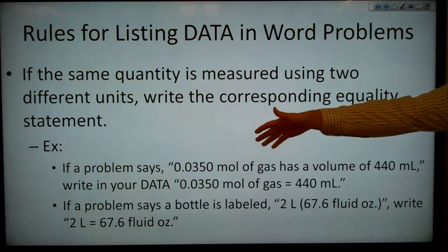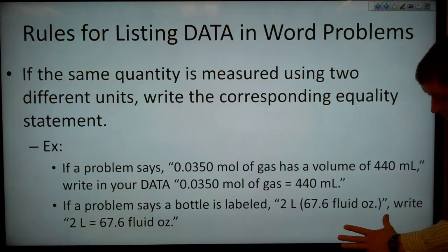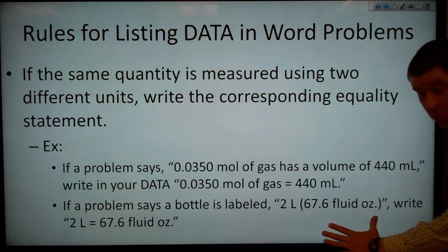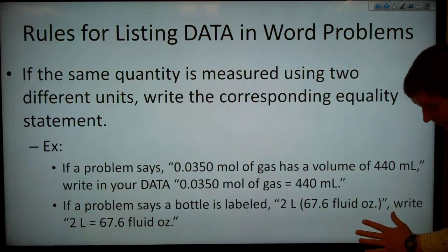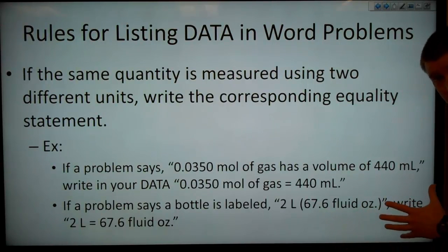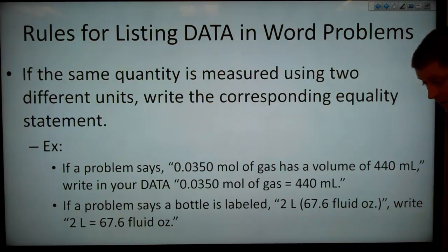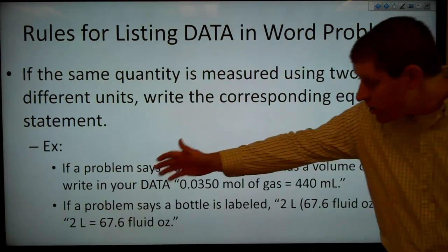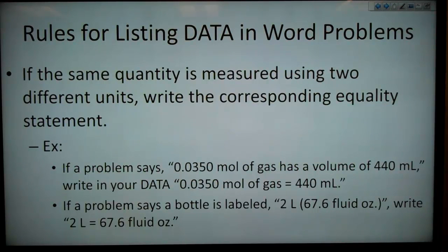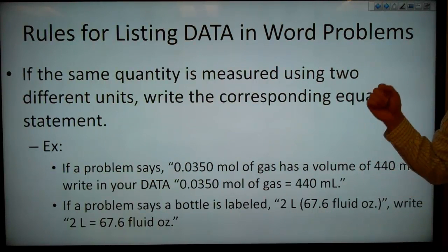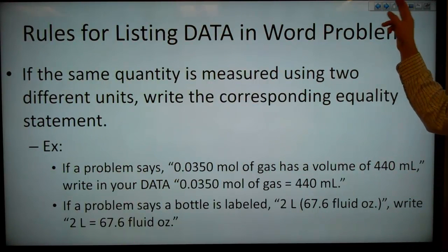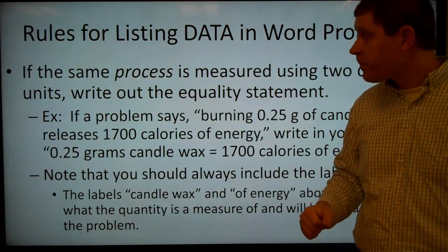If a problem says that a bottle is labeled 2 liters, and then in parentheses, 67.6 fluid ounces, then we know that inside that bottle we have 2 liters, and we also know that the volume is 67.6 fluid ounces. So we now have two different measurements of the same quantity, so we can say 2 liters equals 67.6 fluid ounces, and now we have a conversion factor between liters and fluid ounces.